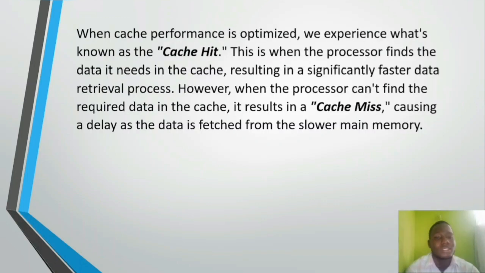When cache performance is optimized, we experience what's known as a cache hit. This is when the processor finds the data it needs in the cache, resulting in a significantly faster data retrieval process. However, when a processor can't find the required data in the cache, it results in a cache miss, causing a delay as the data is fetched from the slower memory.